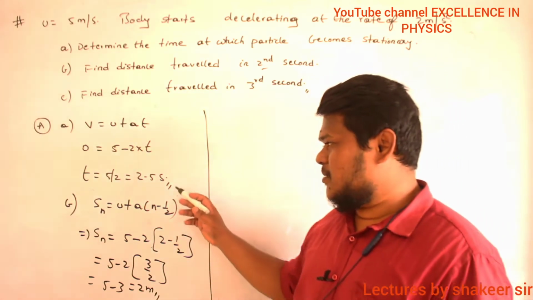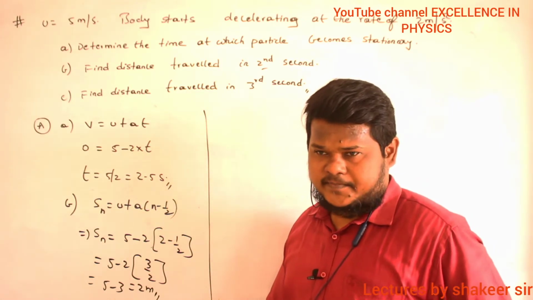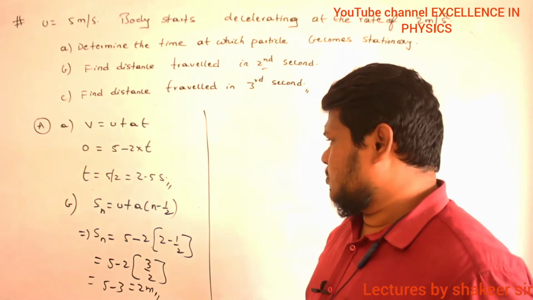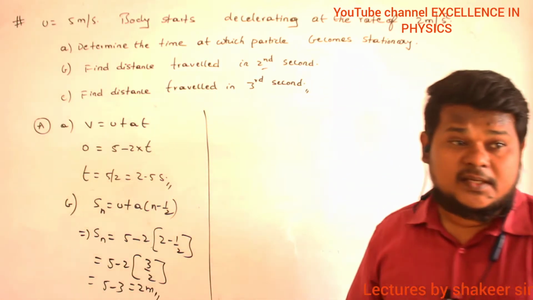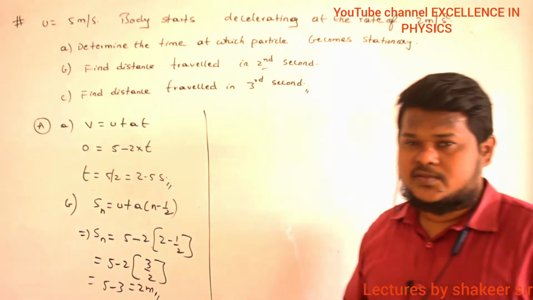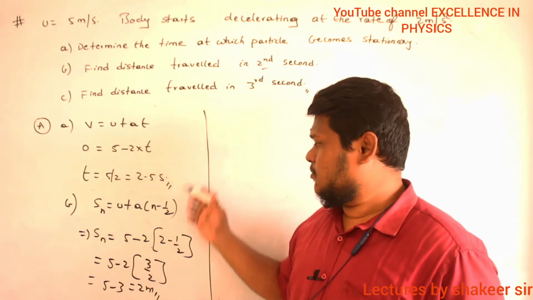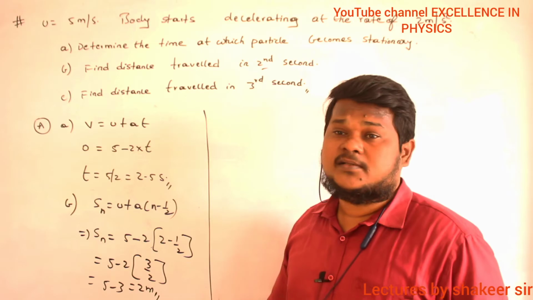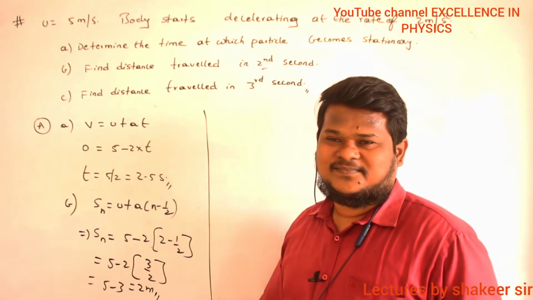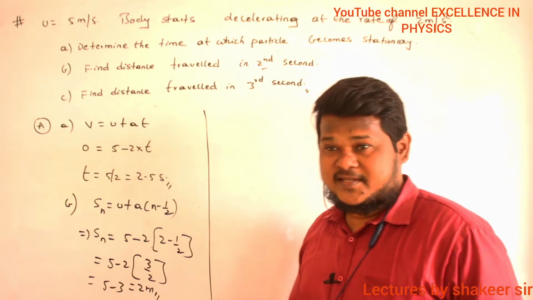Body is taking how much time to stop? 2.5 seconds to stop. Clear now? But he is asking distance in how much time? In the third second. So what do you understand? The body will stop after 2.5 seconds, but he is asking distance in the third second. Anybody, can you say what is happening here?